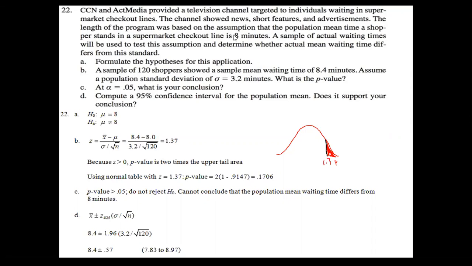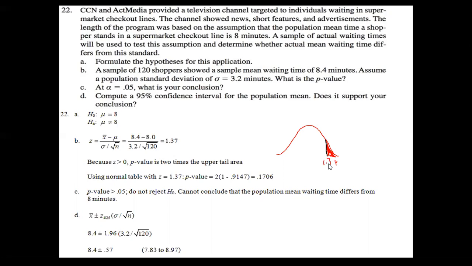All right, so we want to know if this is equal to 8 minutes or not. So our null hypothesis is going to be mu equals 8. Then our alternative has to be mu does not equal 8, because the opposite of equals is not equals. Now we have 120 shoppers, a sample mean waiting time of 8.4 minutes and sigma of 3.2. So we plug all that into our z equation, and we have 8.4 minus the 8, which is our mu here, divided by the 3.2, divided by the square root of 120. That comes out to 1.37.